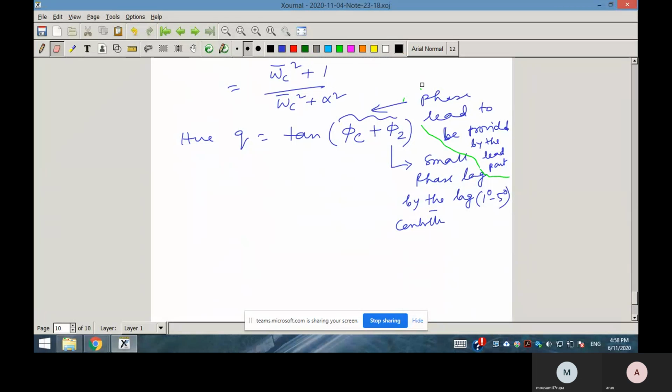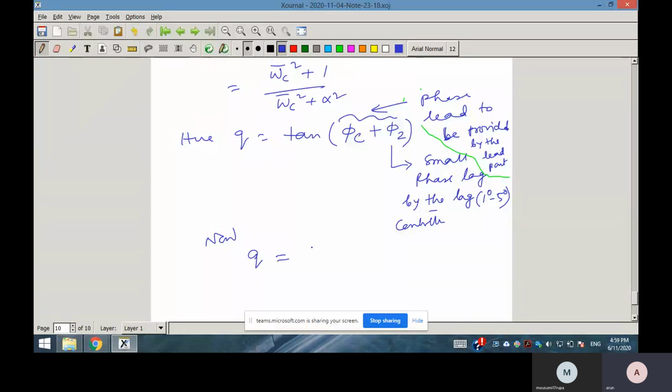So from here, what you will get is this Q. Now, what is Q? We know what Q is, because ultimately the phase lead will be provided by the lead controller. So the expression of Q will be the same. Here I should write Q equal to the expression. The expression will remain the same.